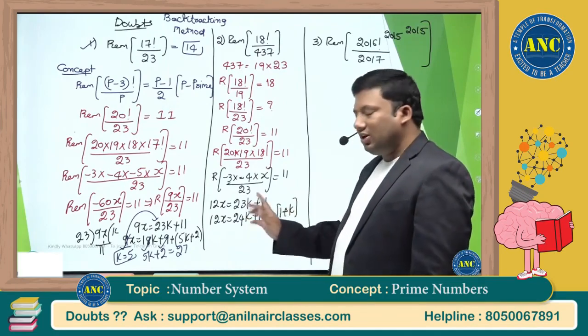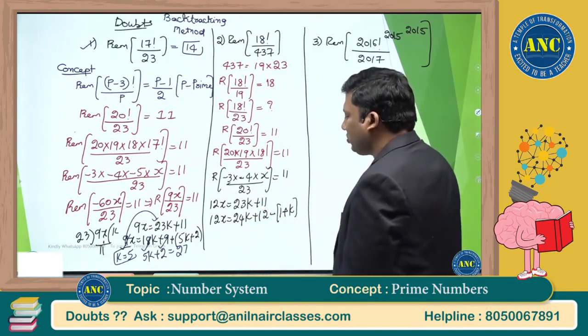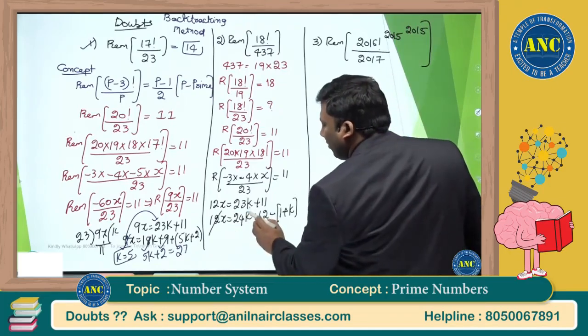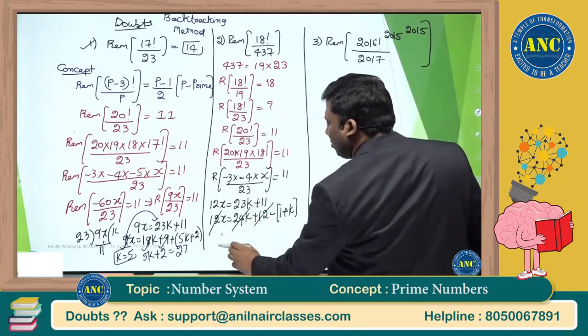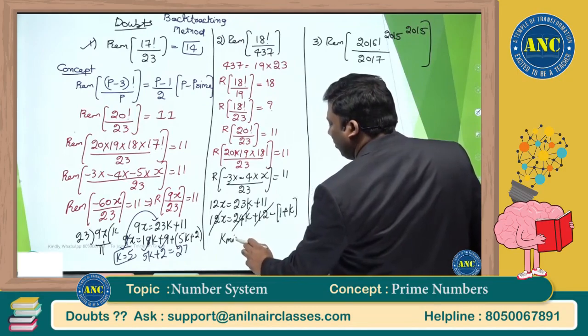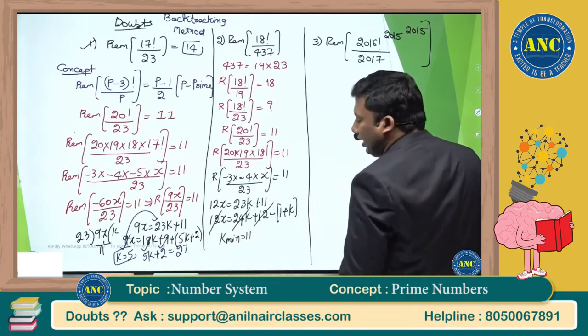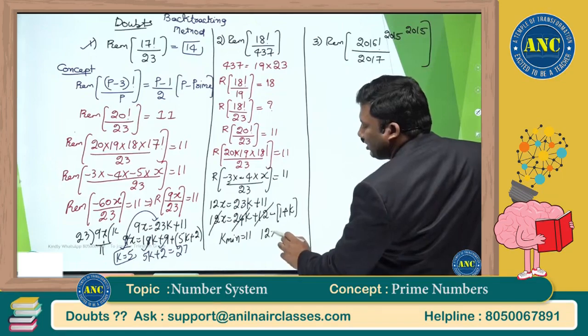24k minus k is 23k. 12 minus 1 is 11. Divisible by 12. So the minimum value of k is 11. Are you all with me? K minimum value is 11.